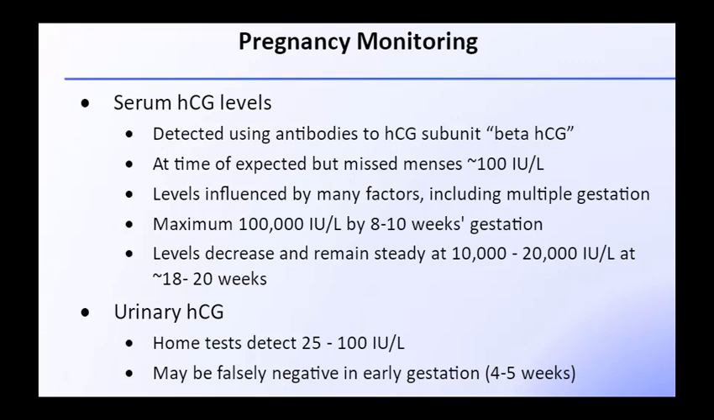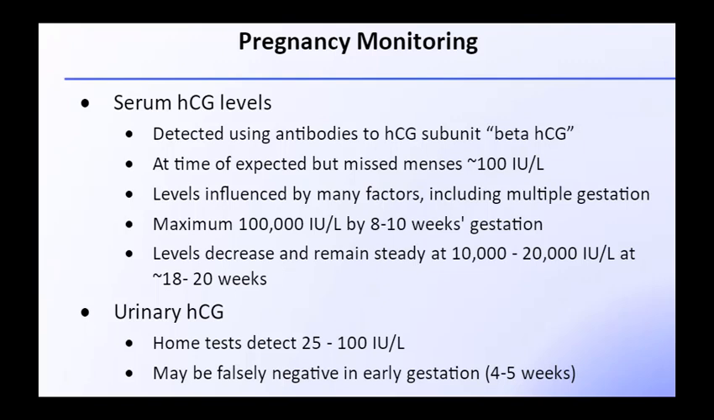By the time of the expected but missed menses, serum beta-HCG levels are approximately 100 international units per liter. This level is variable and may be influenced by many factors, including multiple gestation. Maximum levels of 100,000 international units per liter are reached at 8 to 10 weeks gestation. Levels decrease and remain steady at 10,000 to 20,000 international units per liter from around 18 to 20 weeks to term. HCG is produced by the developing embryo before implantation.